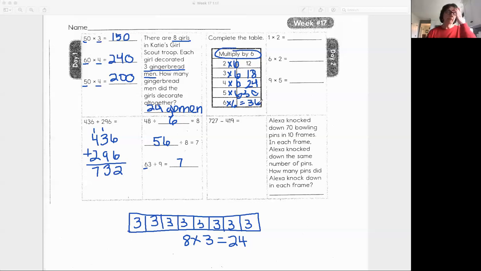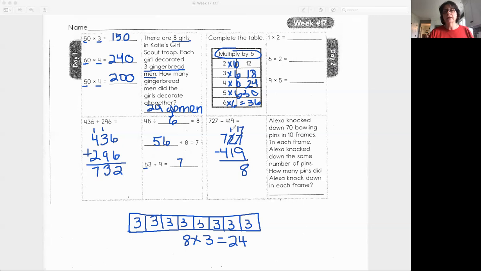Okay, our next problem is a subtraction problem. 727 minus 419. So I'm going to rewrite it with my algorithm. And then remember, whether we're adding or subtracting, we always start with our ones place. All right, I cannot take 9 ones from 7 ones, so I have to go to the tens place and regroup. I'm going to unbundle a 10, so I'll be left with 1 ten, but the good news is instead of 7 ones, I have 17 ones.